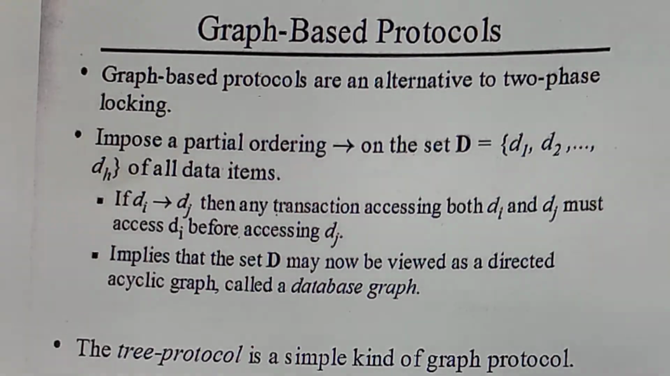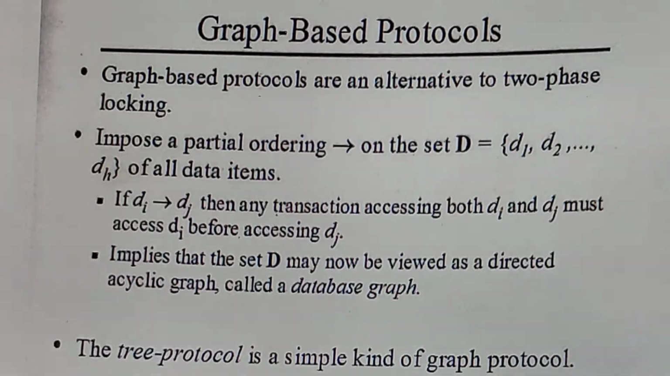What they do is, in this protocol, they impose a partial ordering on the data items. Suppose I am having a set D, a set of all the data items in my system. Data items means on which I am going to perform the read or the write operation. So if I am having a set D, then according to graph based protocol, it imposes a partial ordering.